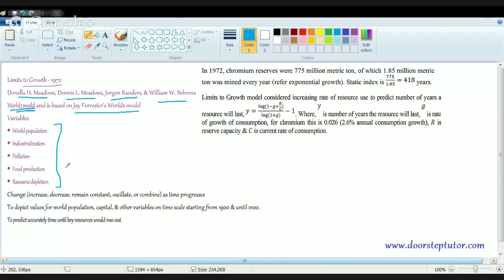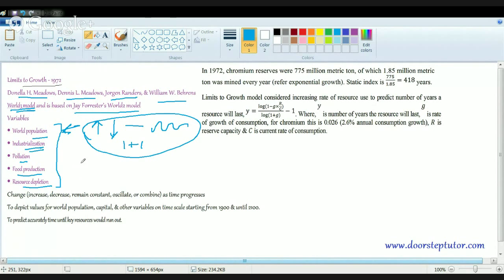These were the 5 parameters, 5 variables, that were considered, which were similar to the World 2 model. That's the population, pollution, food production, resource depletion, and industrialization. He said all these 5 variables can either increase, decrease, remain constant, oscillate, or combine. So these were the 5 things that can happen with all of these 5 variables as time progresses. So that was the first concept that was laid by the World 3 model.